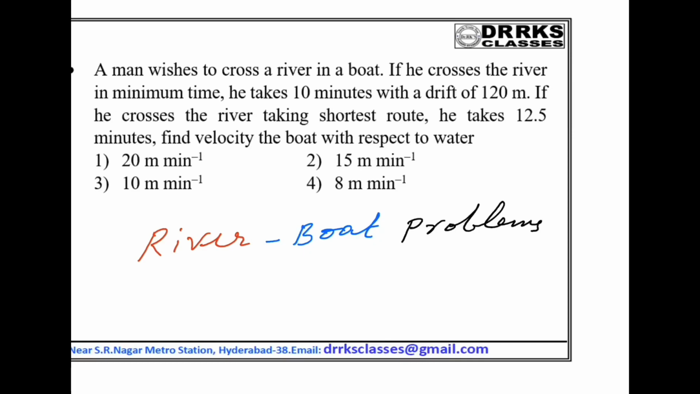Today I am going to discuss some typical problems related to the riverboat problem. Just look at these problems. A man wishes to cross a river in a boat. If he crosses the river in minimum time, it takes 10 minutes with a drift of 120 meters. If he crosses the river taking the shortest route, it takes 12.5 minutes. So you have to find the velocity of the boat with respect to the river. Before explaining these types of problems, I will revise the basic concepts and formulas related to the riverboat problem.